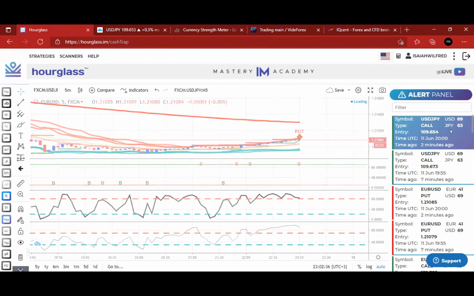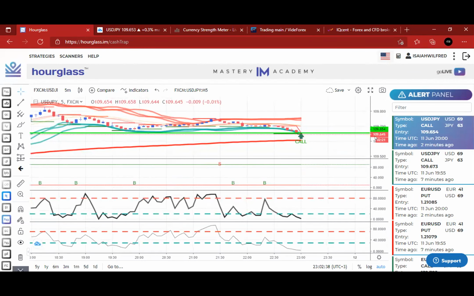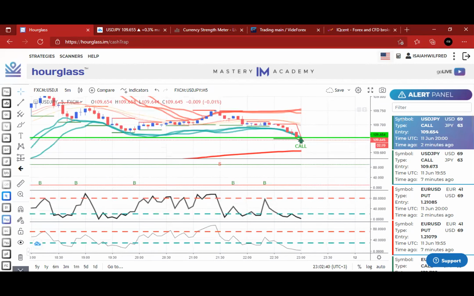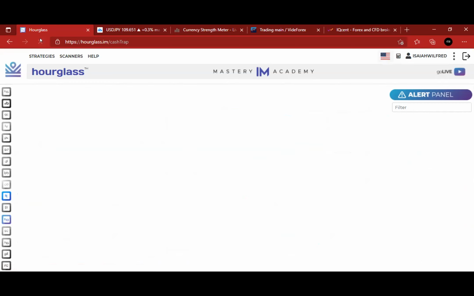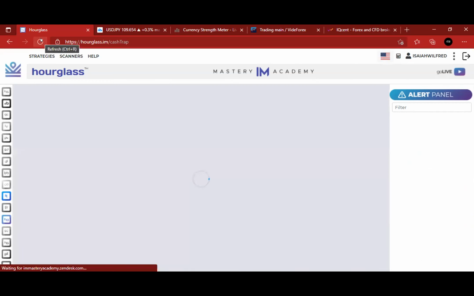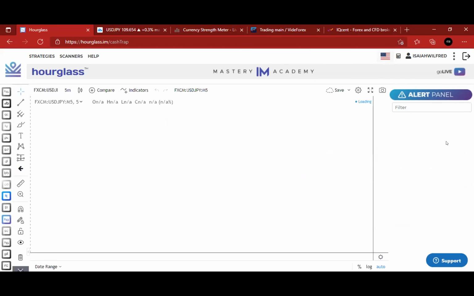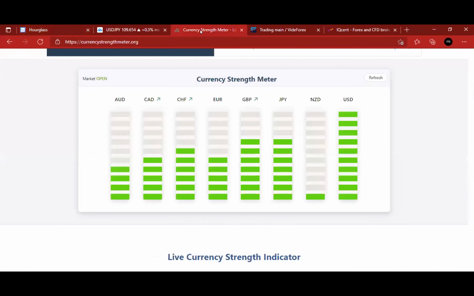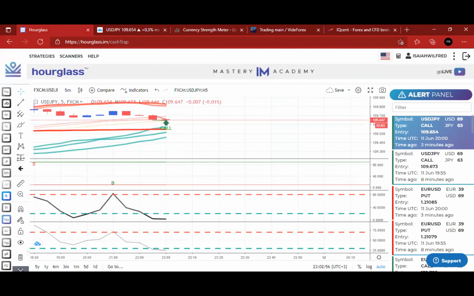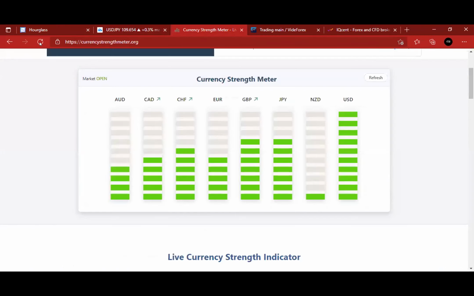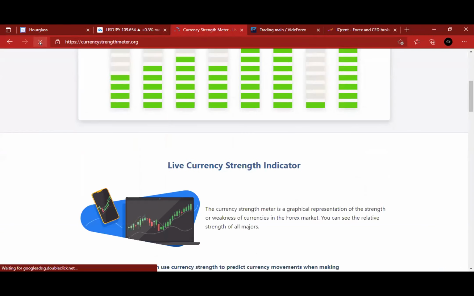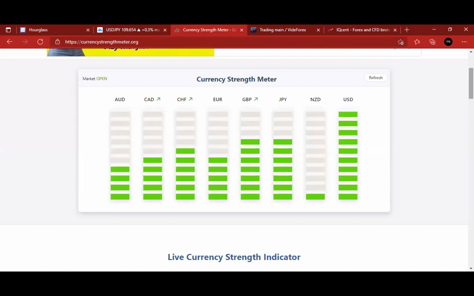So trust me, this is just like a practical lesson. Although here, I don't know why Hourglass hasn't updated. That's why it's always good, like Coach Sage said, to have the currency strength meter from Hourglass and still have the other currency strength meter from currencystrengthmeter.org. So by the time you see a trade setup on Hourglass, you're coming back to currency strength meter to reconfirm before you actually take the trade.